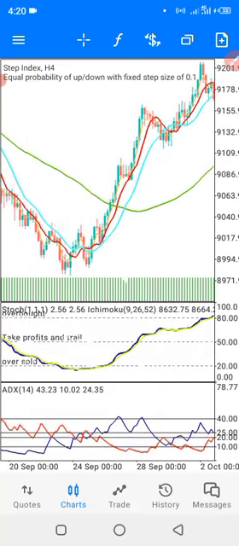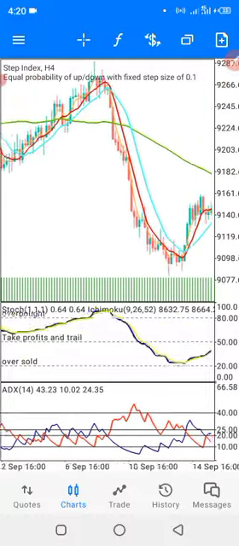You understand? See the crossing, it is all over the place. You see the crossing, it is all over the place.